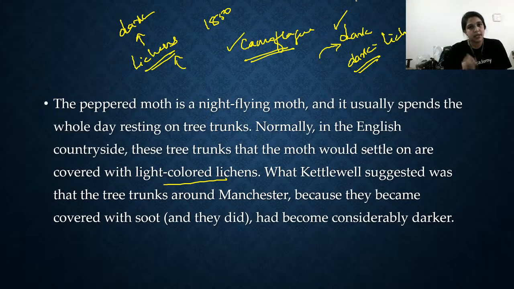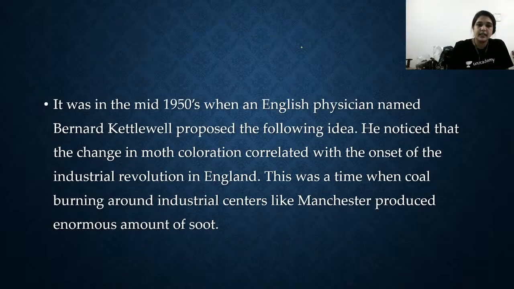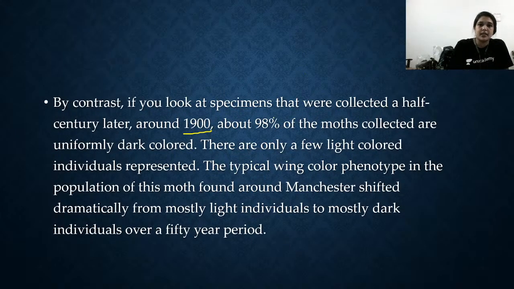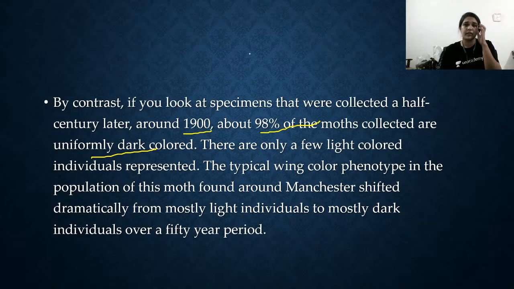But certain moths which had a dark color due to mutations survived. These surviving moths, who were dark in color, could reproduce, and when they reproduced, they had dark colored moths. Now do you understand? Even today in the museum they have these changes. Before the 1900s, they were all light in color. But after the 1900s, nearly 98% of the population was uniformly dark colored. This is what Darwin is also saying about survival of the fittest, or natural selection.